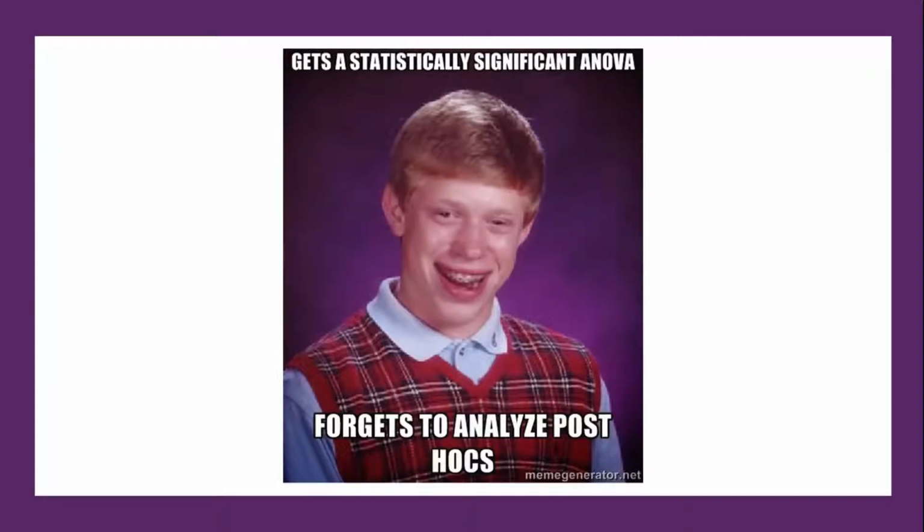ANOVA elaborations: post-hoc comparisons. When we reject the null hypothesis in a one-way ANOVA, we conclude that the group means are not all the same in the population. But this can indicate different things. With three groups, it can indicate that all three means are significantly different from each other. Or it can indicate that one of the means is significantly different from the other two, but the other two are not significantly different from each other.